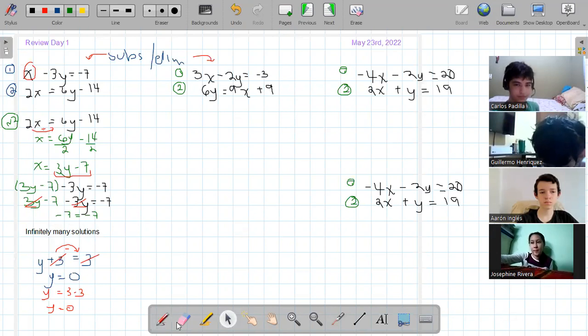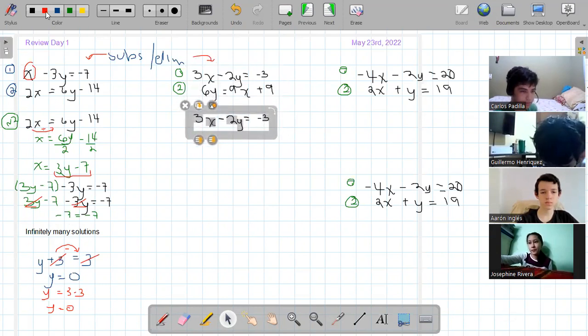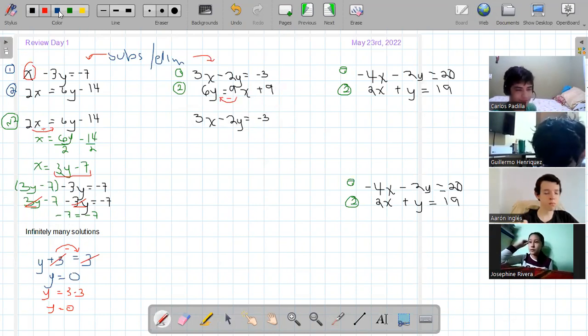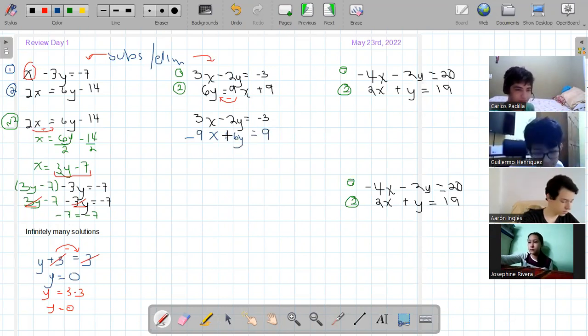No. So I am going to copy the first one because the first one has both variables on the same side. And for the second one, I'm going to pass this 9x through the left, and I'm going to pass it with an inverse operation, which in this case will be a negative. So I'm going to have negative 9x plus 6y equals positive 9. That will be my first step. You have both variables on both equations on the same side.